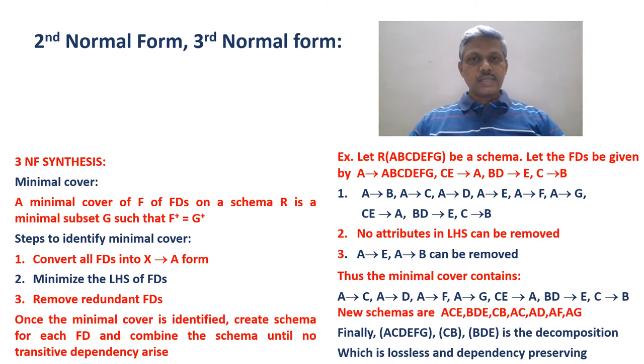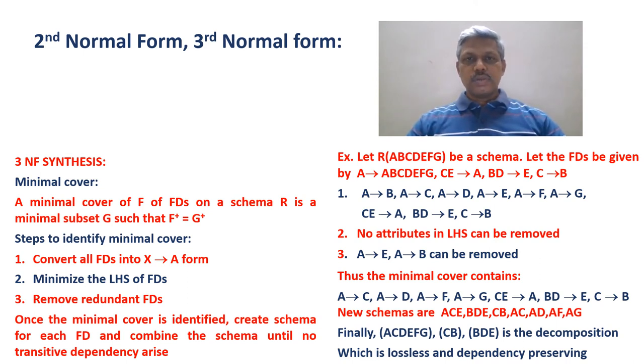Once we get the minimal cover set of functional dependencies, the 3NF can be constructed by combining the attributes of each functional dependency into a schema. So smaller schemas are built for each functional dependency. And once they are built, we can combine the smaller schemas into bigger schemas until no transitive dependency arises. If we reach a stage where no further union of the schemas can be done, we can stop there. This is how we can build a third normal form.